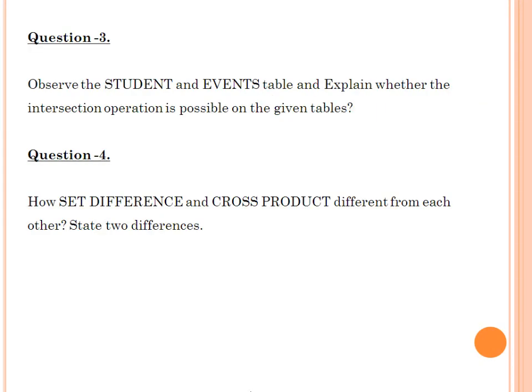Now see, question number 3. Observe the student and events tables, which I showed you previously, and explain whether the intersection operation is possible on them or not. Clear? Question number 4. How are set difference and cross product different from each other? State two differences. Clear, children? So this is all about relational algebra. Thank you.